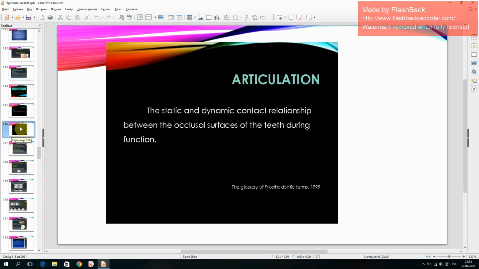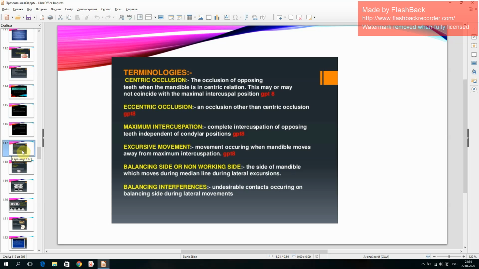Articulation. The static and dynamic contact relationship between the occlusal surfaces of the teeth during function. Terminology: centric occlusion, eccentric occlusion, maximum intercuspation, excursive movement, balancing side or non-working side, balancing interferences.